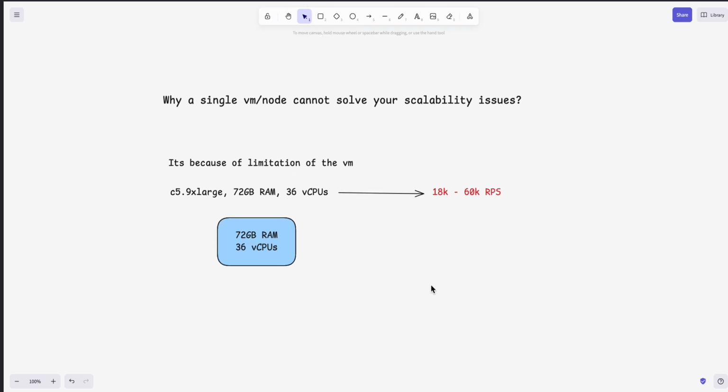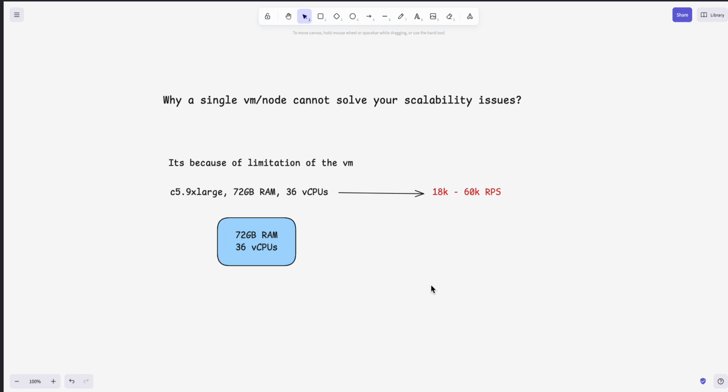So first, let's understand why a single backend server cannot solve your scalability issues. It's because of resource limitations. Imagine you have an Amazon EC2 instance with 72 GB RAM and a 36 core machine. At max, it can serve 60,000 requests per second. And if the requests are a bit more complex, then it might be serving around 40,000, 30,000 requests per second.